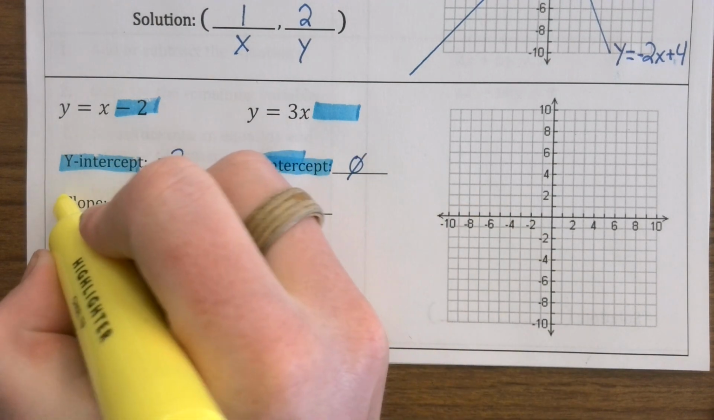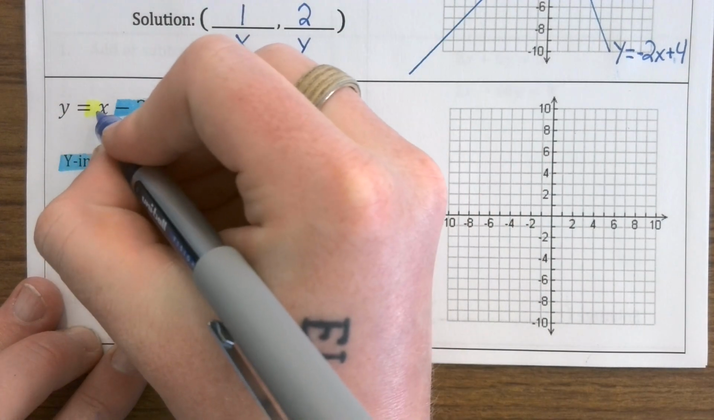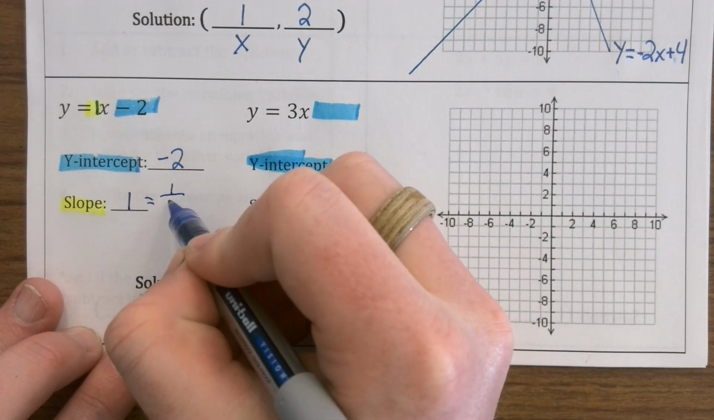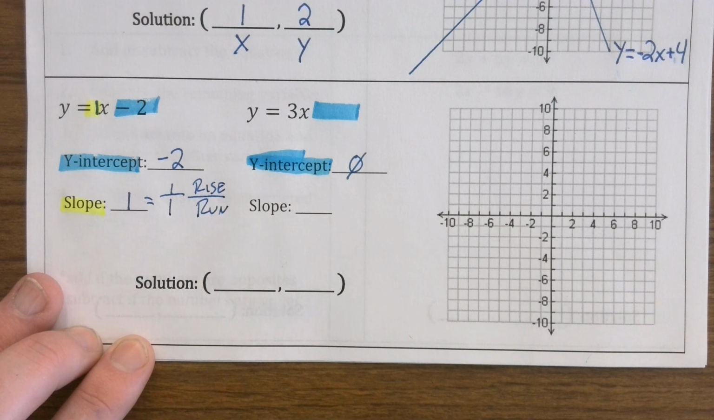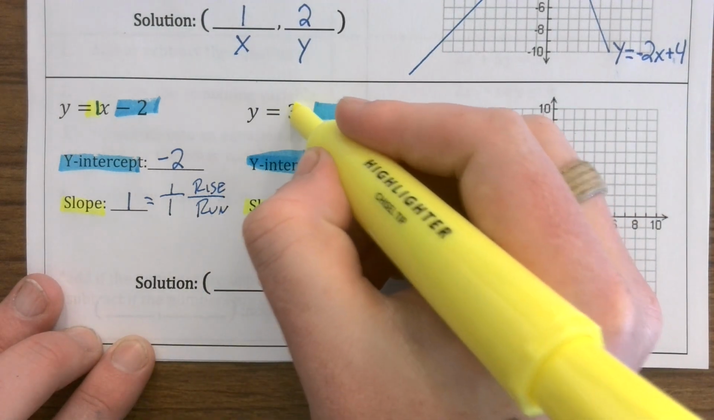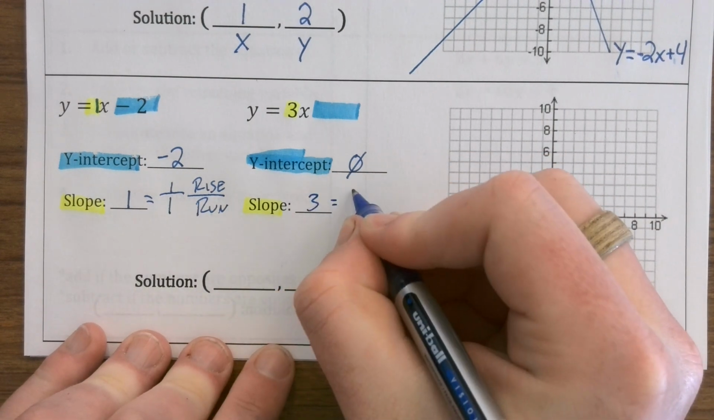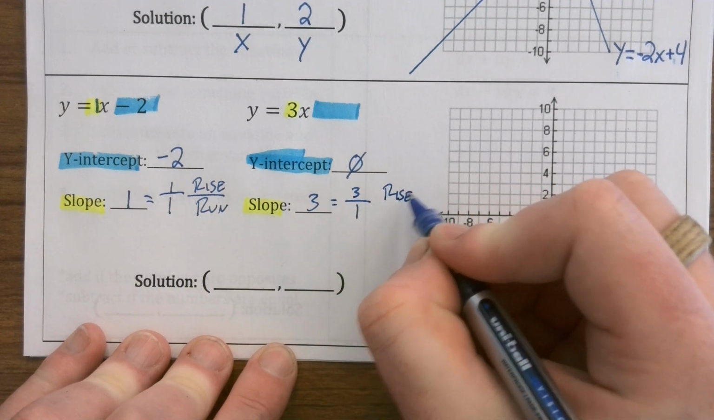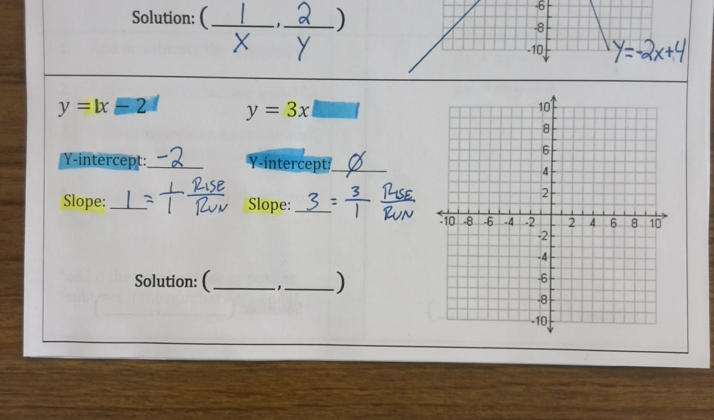All right, next we need our slope. Again, our first equation doesn't have a slope. There's no number in front of it, which means it's an invisible 1. So our slope is 1, which means we rise 1, run 1. Our second equation, our slope is 3, which means we rise 3 and run 1. Now, it's been a minute since we talked about rise over run as slope. Now that we've identified our pieces, we can go ahead and graph them.